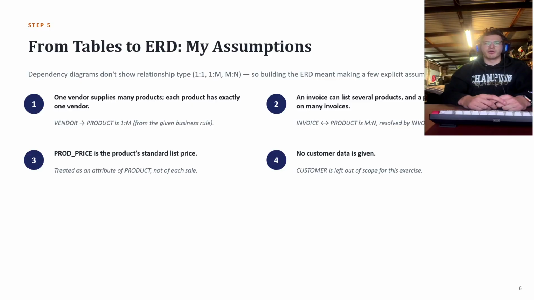I also assumed prod price is the product's standard list price rather than a price that varies per sale, since the sample data only ever shows one price per product. And I left customer information out of the scope entirely, since there's nothing about customers in the given data.